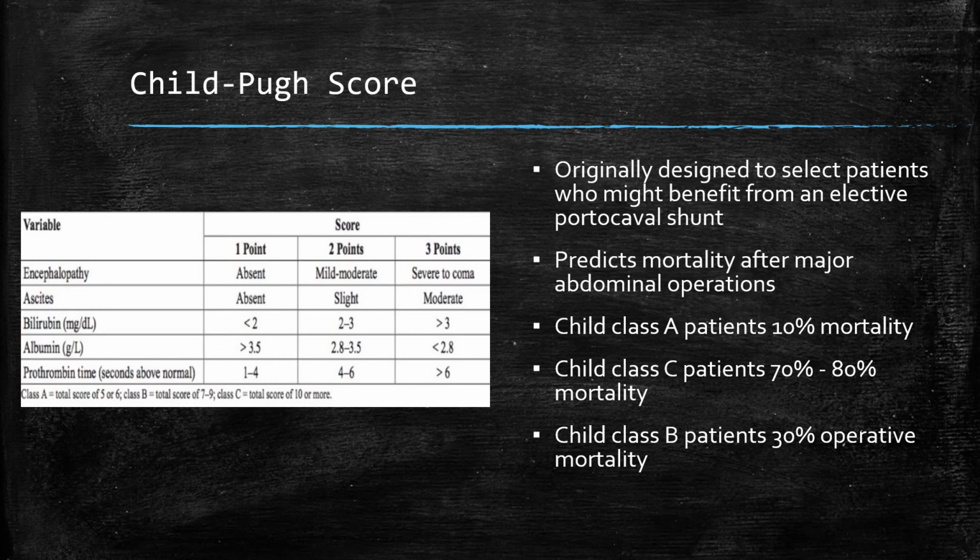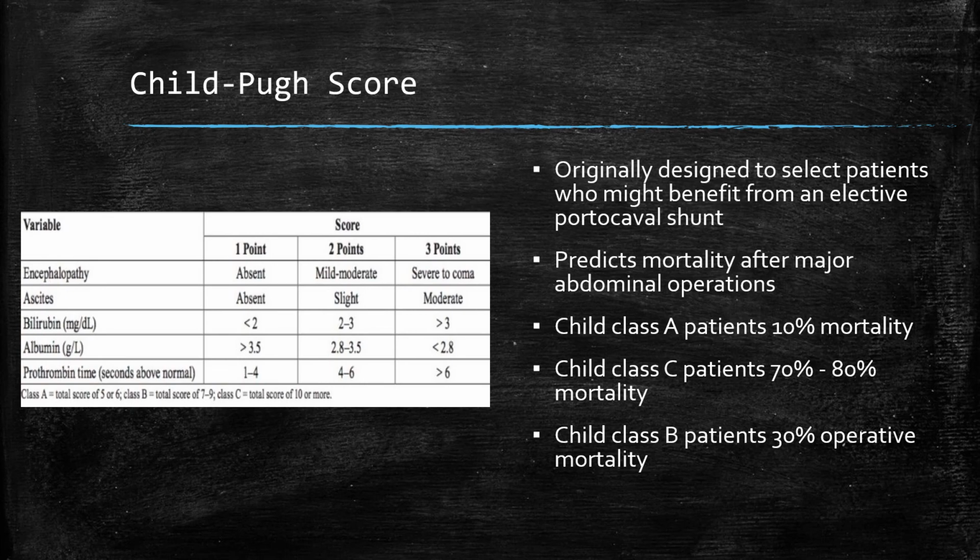You can see the scoring system on this chart. The scores are tallied, and patients are put into one of three categories depending on the number of points they get. This system was originally designed to select patients who might benefit from an elective portocaval shunt. And so its purpose was to figure out who might live long enough that it was worth embarking on a very morbid intra-abdominal operation. Subsequently, the Child score was used to select patients, or at least to stratify patients, for liver transplant.